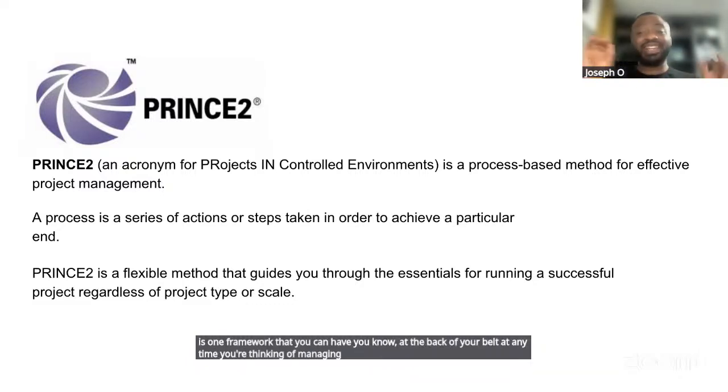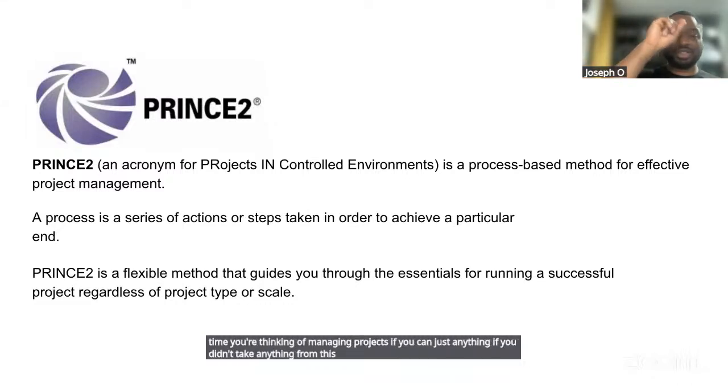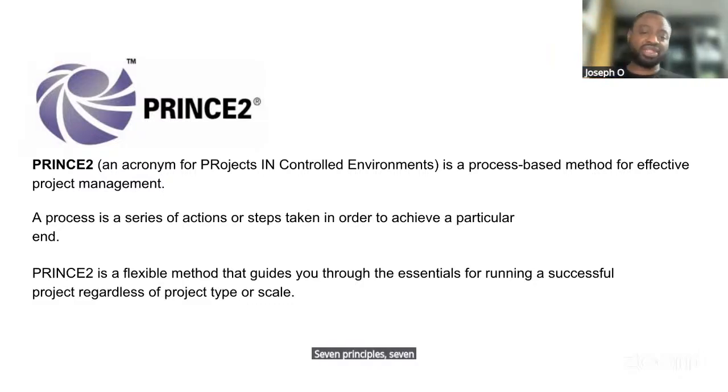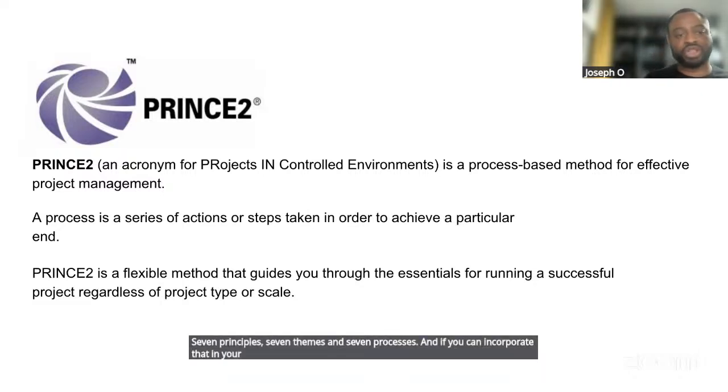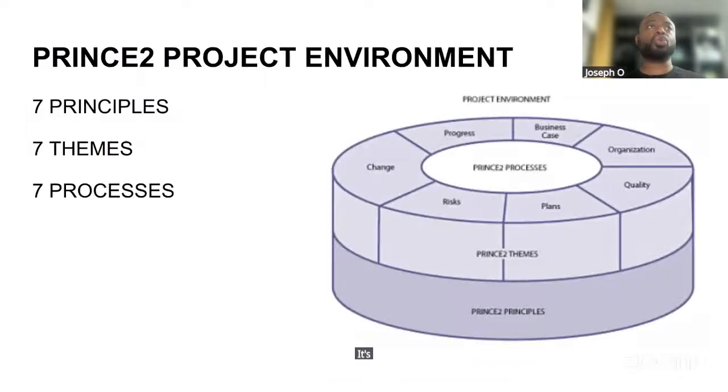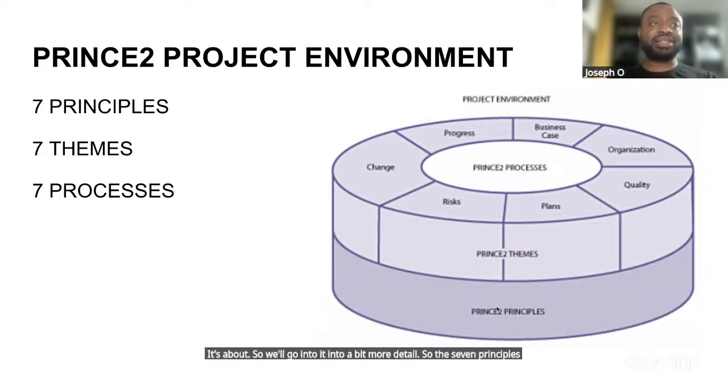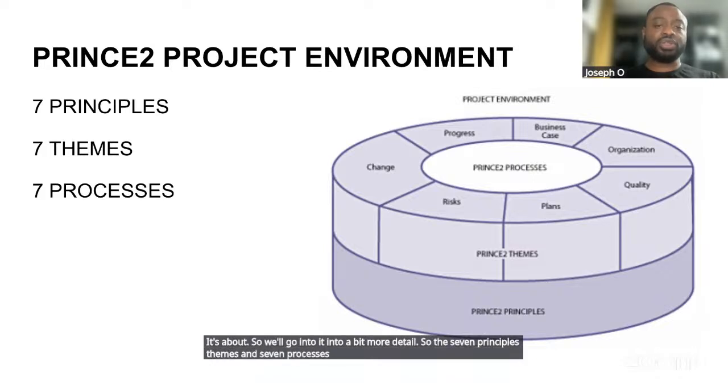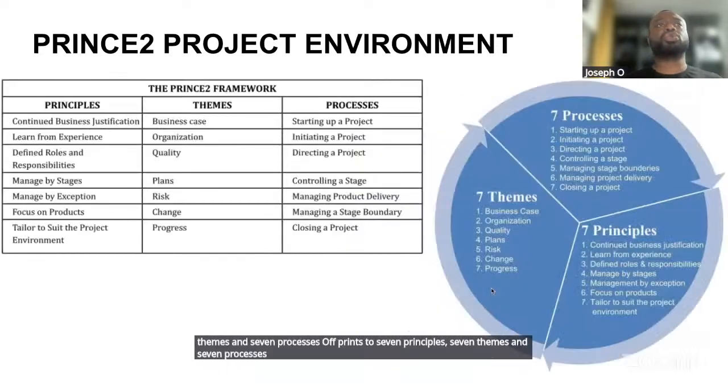If you didn't take anything from this class, just write number 7 three times. 7 principles, 7 themes, and 7 processes. And if you can incorporate that in your management of your projects, then chances are you'll be successful in it. So that's what Prince 2 is about. We'll go into a bit more detail: the 7 principles, 7 themes, and 7 processes of Prince 2.